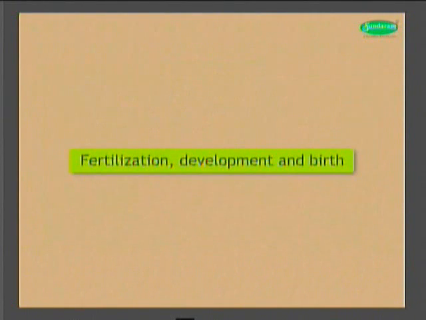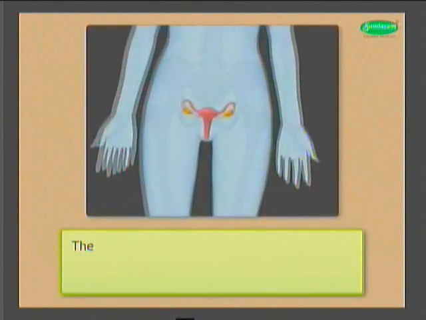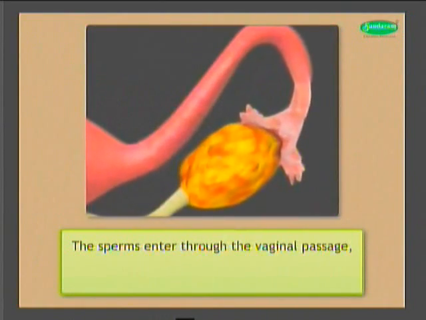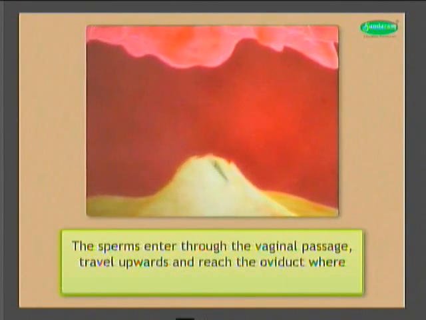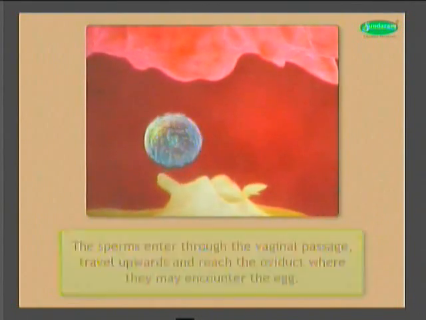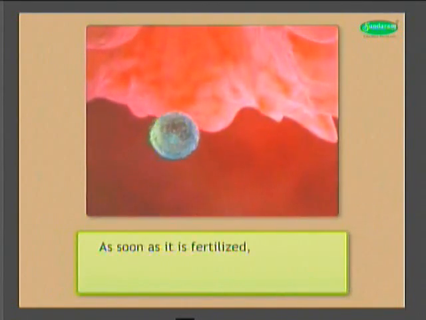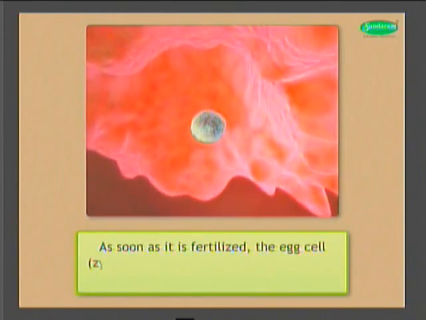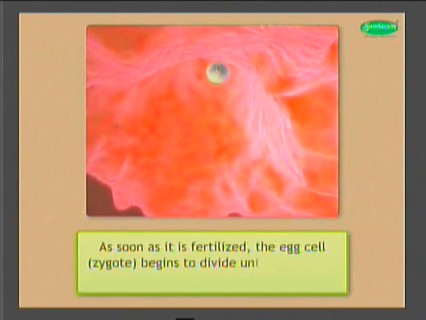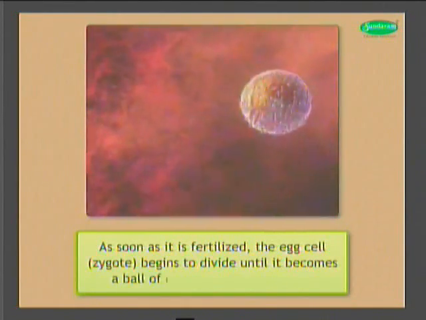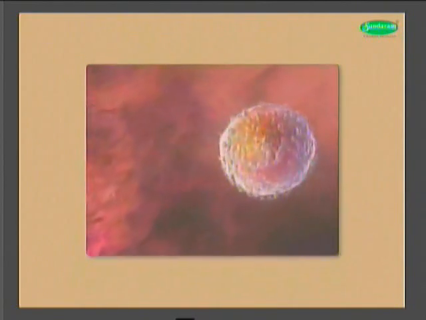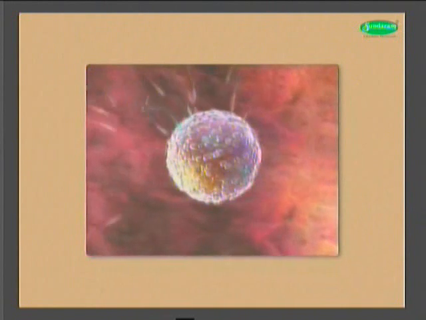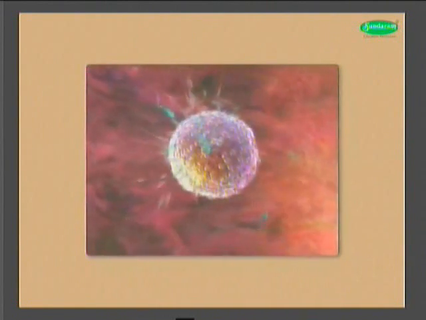Fertilization, development, and birth. The sperms enter through the vaginal passage, travel upwards, and reach the oviduct where they may encounter the egg. As soon as it is fertilized, the egg cell, zygote, begins to divide until it becomes a ball of cells called a blastocyst. This ball then implants itself in the wall of uterus.